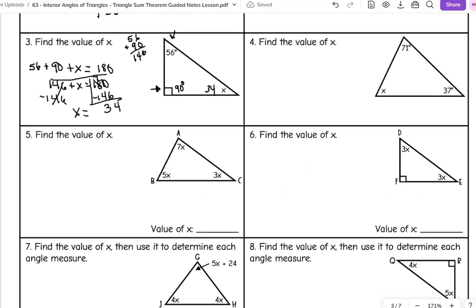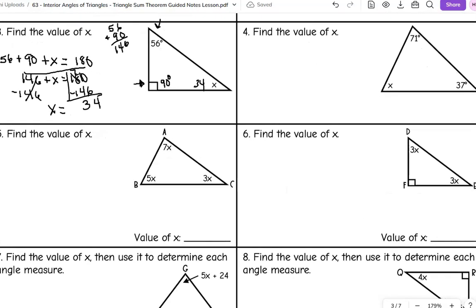Okay, now I'm going to look at problem 5. Problem 5 looks a little bit different because it's 7x. Instead of having constants, we have coefficients. It's okay, we're still going to add them up, and the sum's still going to be 180. So I'm going to go 7x plus 5x plus 3x equals 180. I don't have any constants. They're all coefficients, and they all have the same variable.